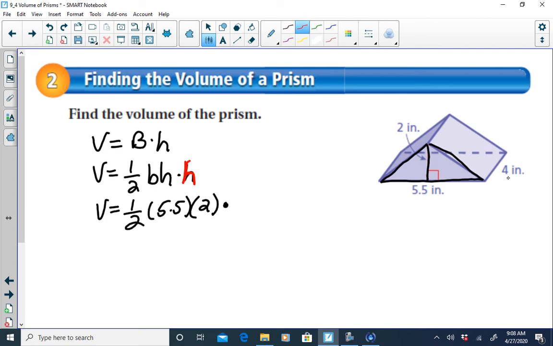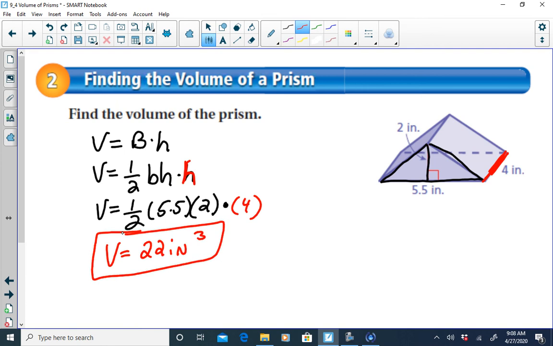That's what this H is here. The H here is this red segment here. So you have to imagine the prism sitting on its triangular base, and we need the height of the prism as it sits on its base. So that H is going to be the 4 inches. I know we have two different H's there, and that's a little confusing. This first H is the height of the triangle. The second H is the height of the prism as it sits on its base. We multiply those values and we wind up with the volume is going to be equal to 22 cubic inches. Volume should be in cubic units. Okay, let's continue.